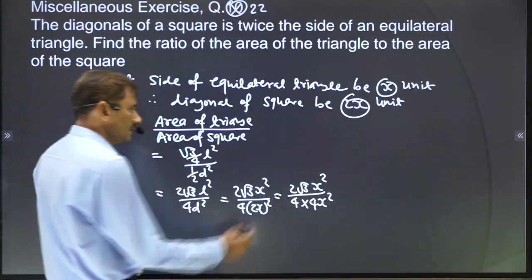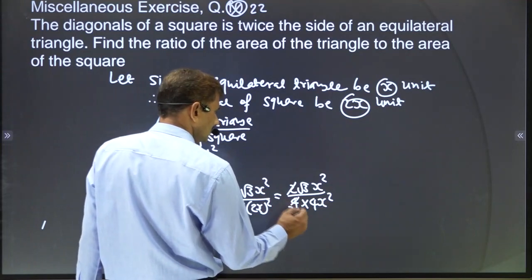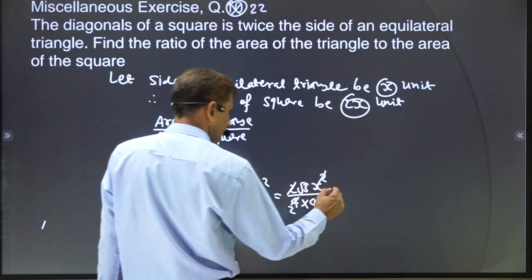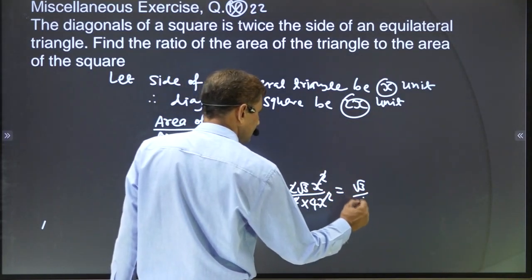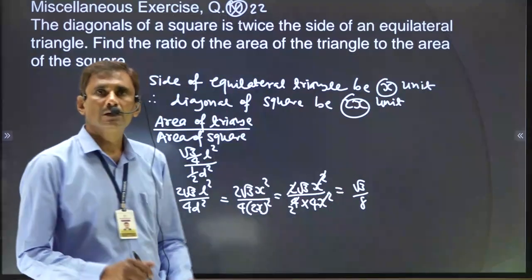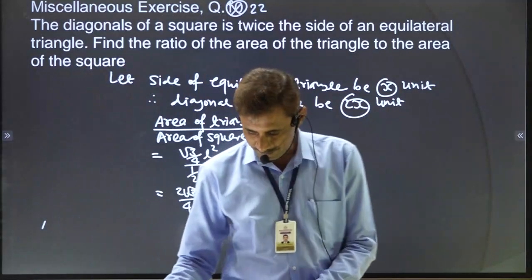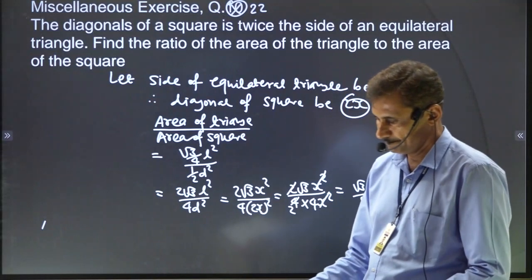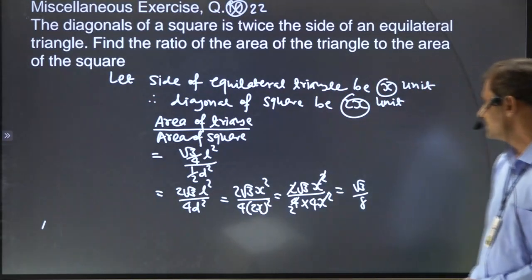Okay. So 2 to the 4. X square cancel out. So root 3 by 8. This is the ratio of both shapes' area. Understand well.